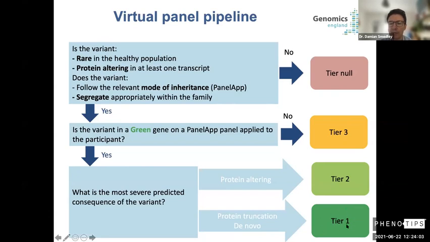So these will be the most likely to lead to a diagnosis. Things like missense variants in one of these panel genes will be tier 2. But all the other variants that pass the filters but are in genes outside the panels are still presented back to the NHS clinicians as tier 3. And then tier 0 are the variants that fail this filtering.